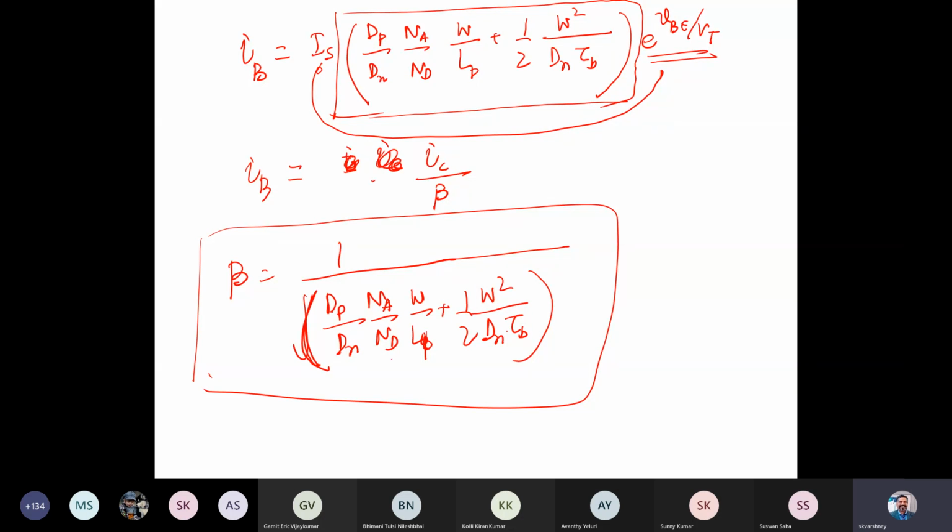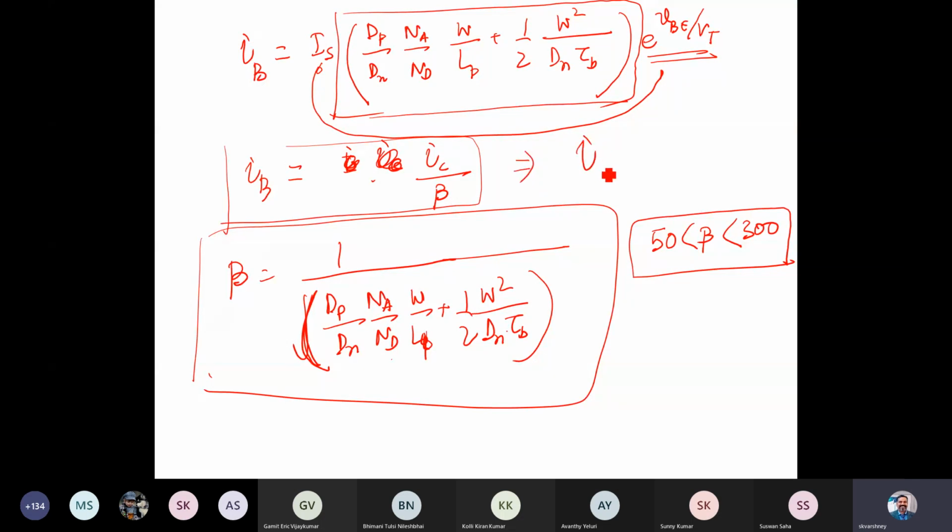If you pick up one BJT, it may have one beta. For standard BJTs, it is designed such that this common emitter current gain is higher than 50 and less than 300. For special high power devices, maybe 1000 can be designed. And another very important relation is that your IC is beta times IB.